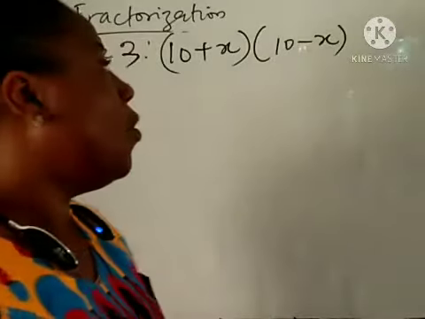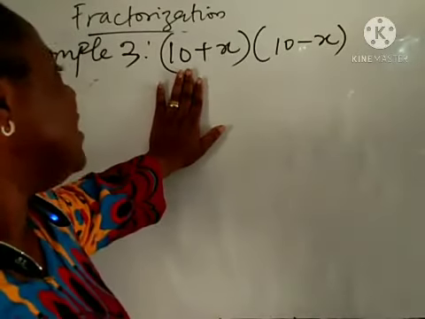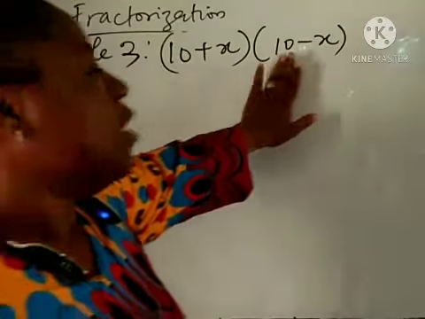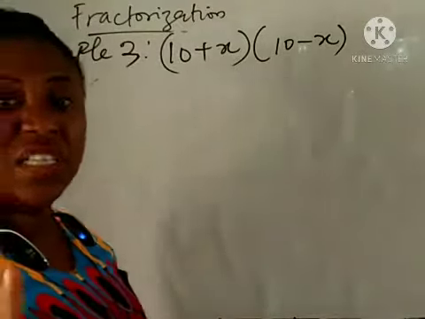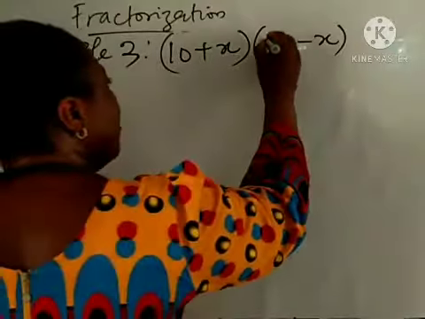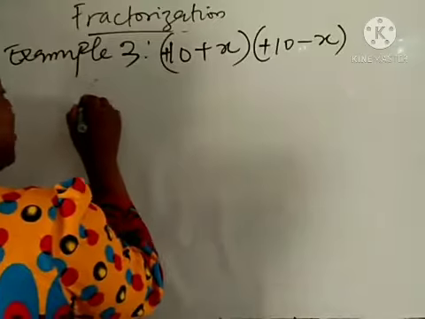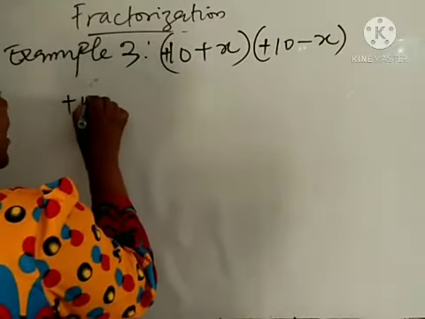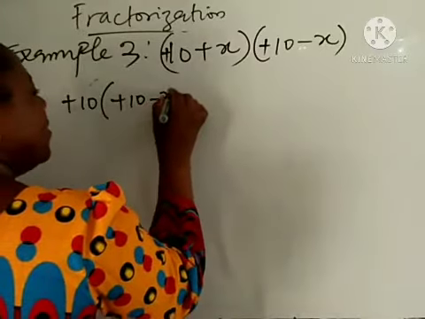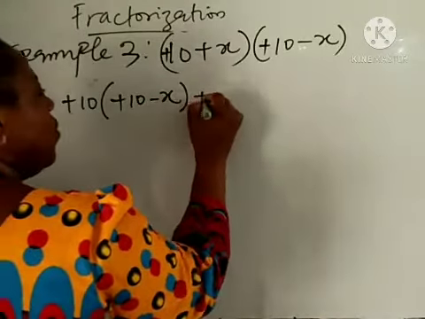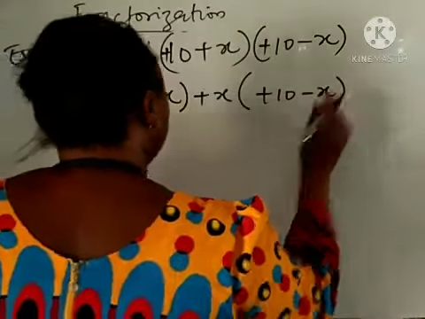So now we are moving to example 3. Example 3, we have 10 plus x multiplied by 10 minus x. Now, I've told you the first thing is fix your invisible sign. Plus, plus. Do we get it? So now, let's pick. We now have plus 10, bracket open, plus 10 minus x. Pick the second one, plus x, bracket open, plus 10 minus x.